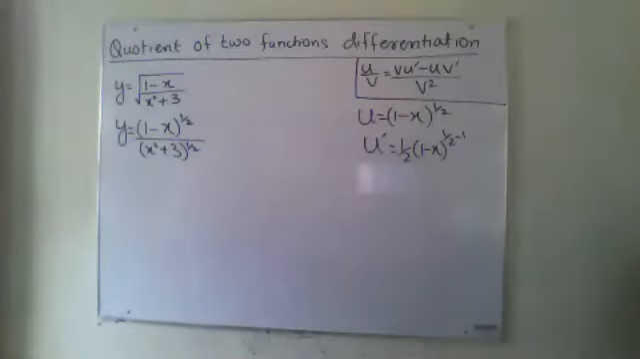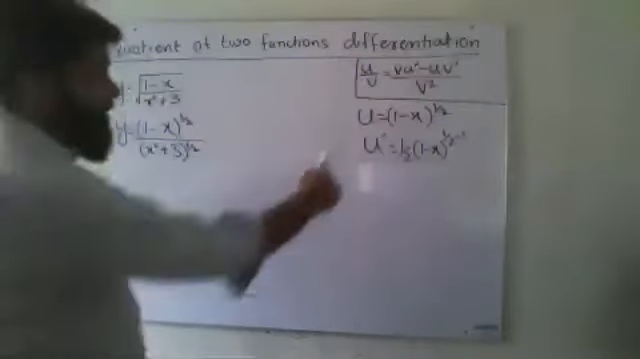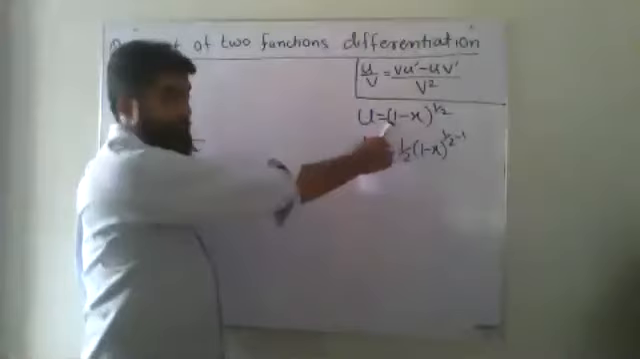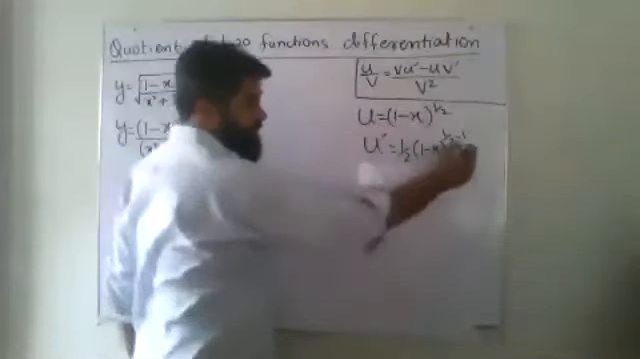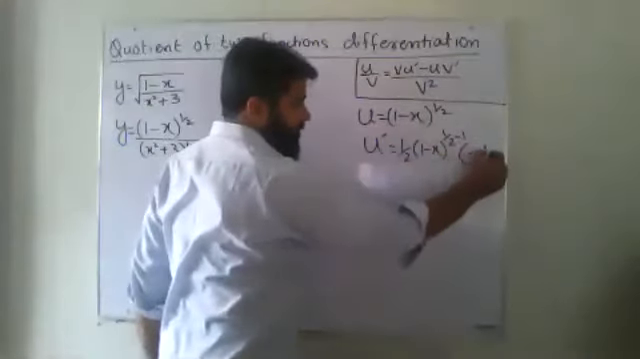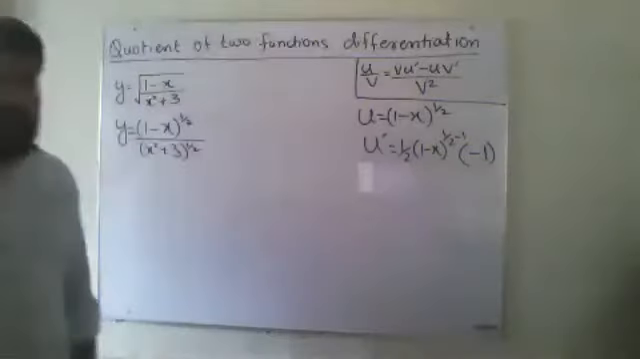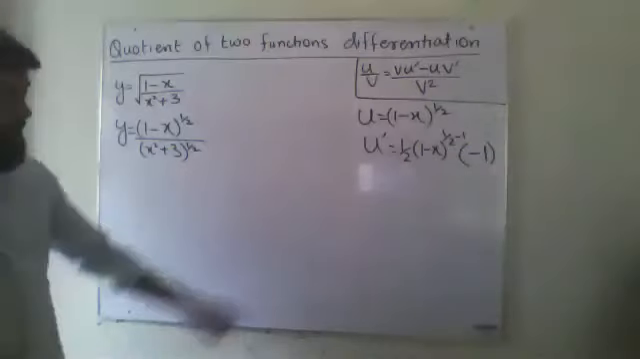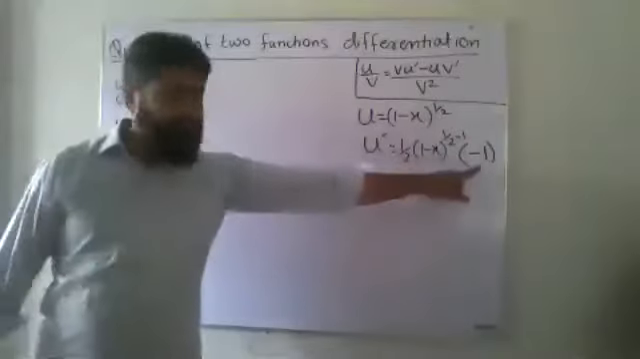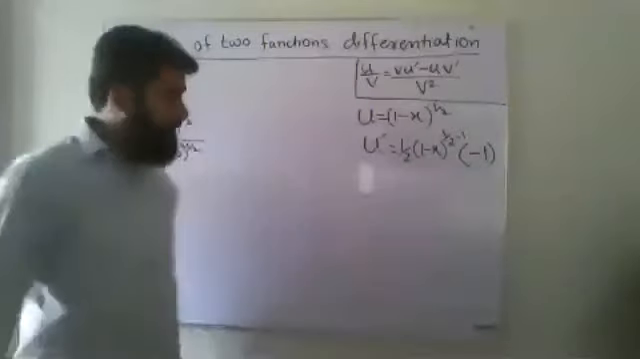My second step, differentiation of the bracket. So differentiation of 1 will be 0. Differentiation of x will be 1. So over here, what will remain? Minus 1. Okay? Differentiation of 1 minus x will be minus 1.